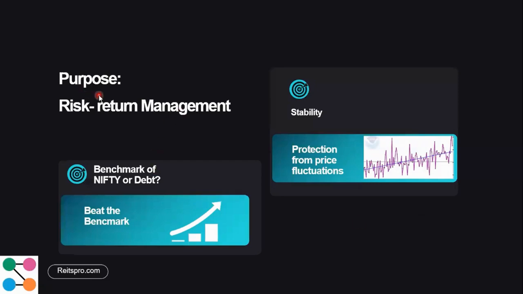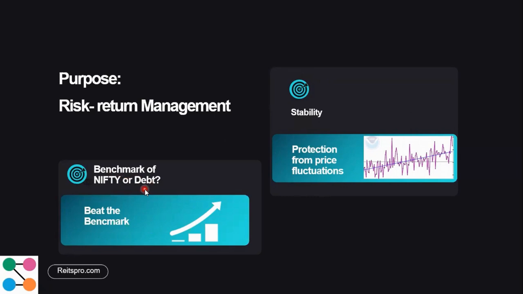Now, what is the purpose of investing? Most investing happens because of risk-return management preferences, which are different for different people. Again, in case of REITs and InvITs, they are people who want cash flows and a certain stability, a protection from price fluctuations. So one of the things that we do is that when we undertake any investment, we have a benchmark to pit it against.